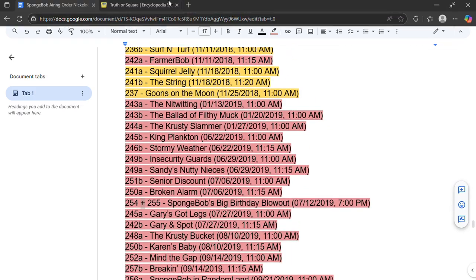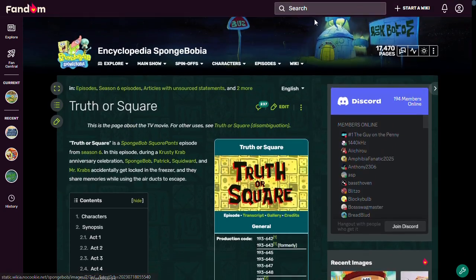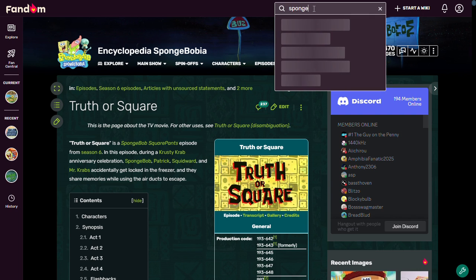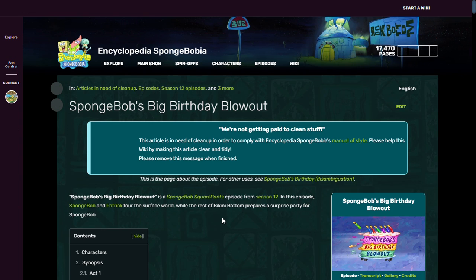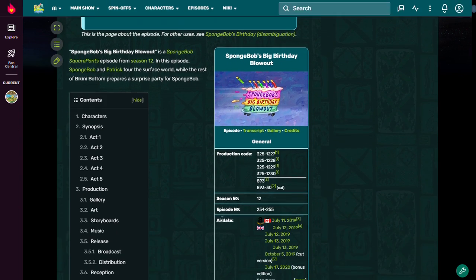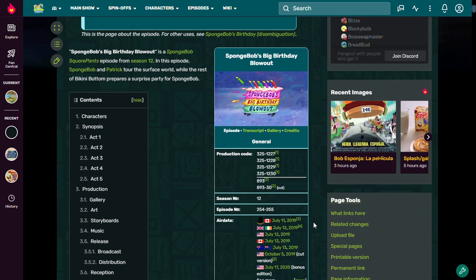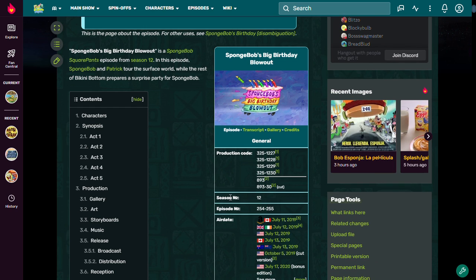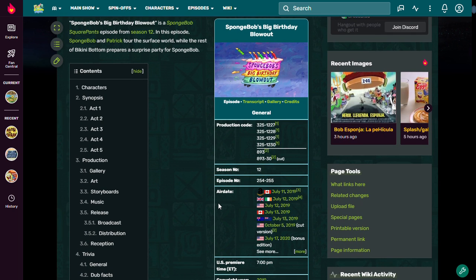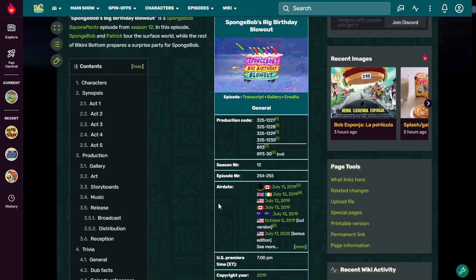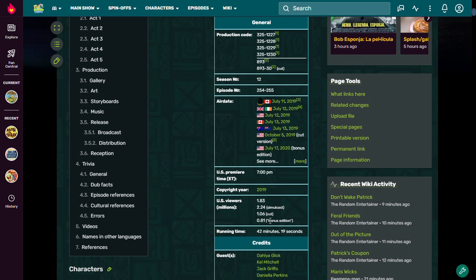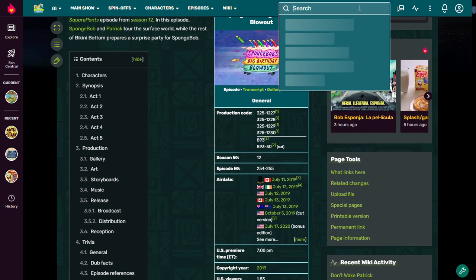Then we get to SpongeBob's Big Birthday Blowout, which counts as both episode 254 and 255. So how long do you think it is? It should be about as long as Truth or Square, right? No, it's 42 minutes long. It's only 2 minutes longer than Atlantis Square Panis, but yet it counts as two episodes as opposed to one.